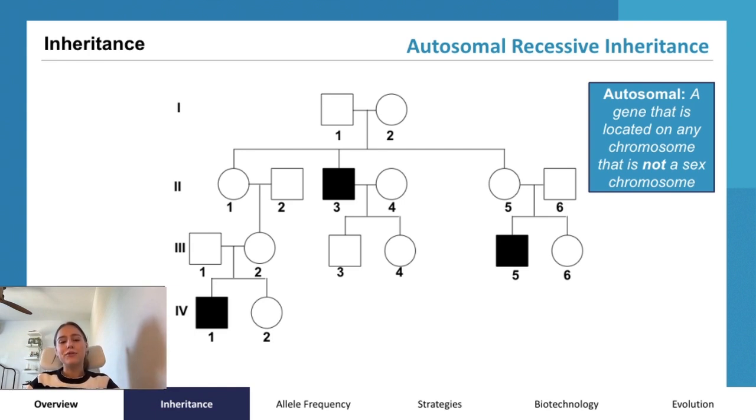A classic example illustrating autosomal recessive inheritance is albinism. Albinism is characterized by a lack of pigment production in the skin, hair, and eyes, resulting in a pale appearance. For an individual to exhibit the albino phenotype, they must inherit two recessive alleles, one from each parent, that disrupt the production of pigment proteins.